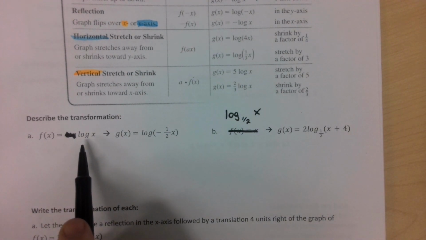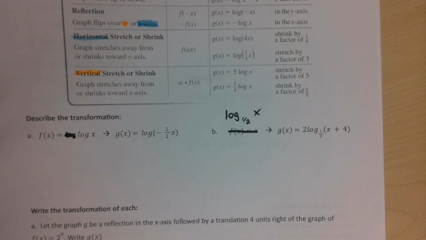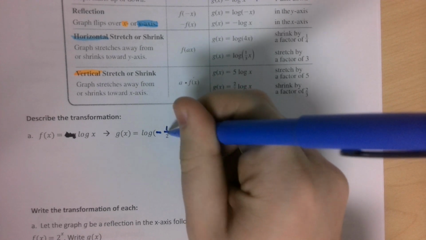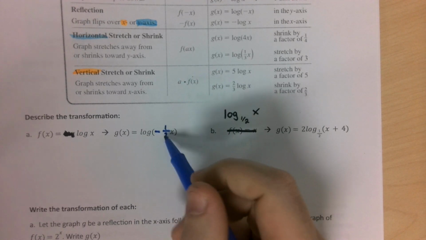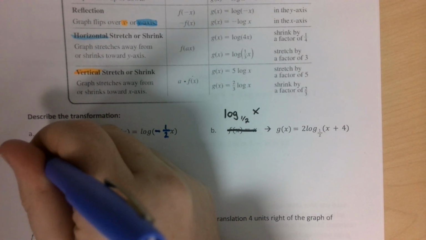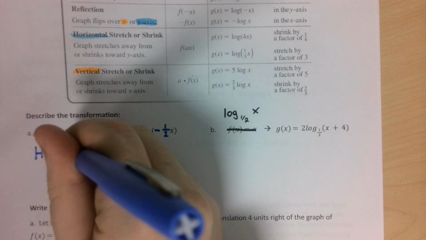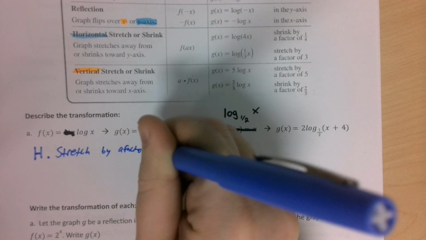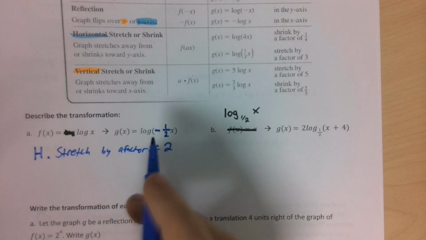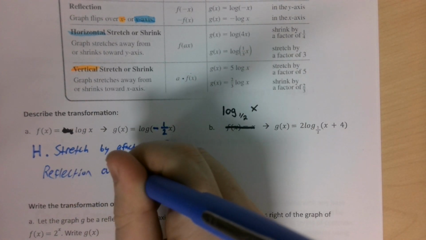Going from log x to log of negative 1/2 of x, we have to think about what's changing. Since it's only our x being changed, these are both horizontal transformations. Multiplying x by 1/2, well, remember, when you have a horizontal stretch or shrink, it's the opposite. So this is really like multiplying it by 2. This is a horizontal stretch by a factor of 2. And that negative next to the x means it's a reflection, and the horizontal reflection is over the y-axis.